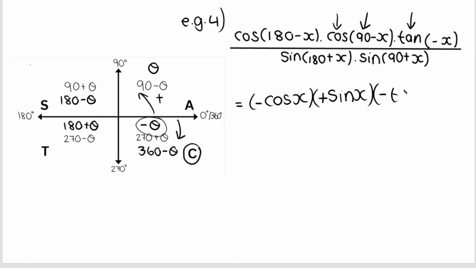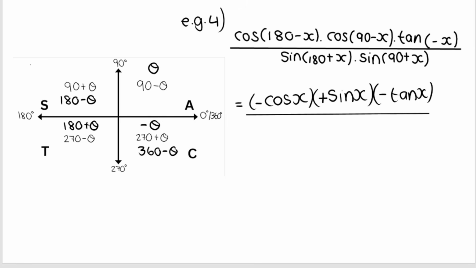So tan would be negative like that. Now let's do the denominator. Sin of 180 plus x, that's fine, that's nice and easy. We know where that is. That is in this quadrant over here, where tan is positive, but I'm dealing with sin, so sin will be negative, like that.